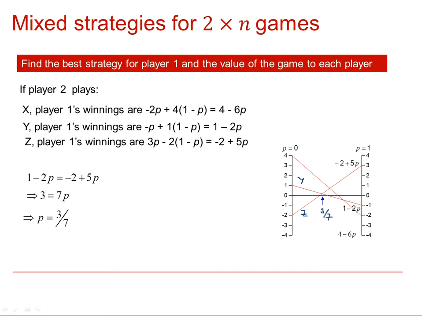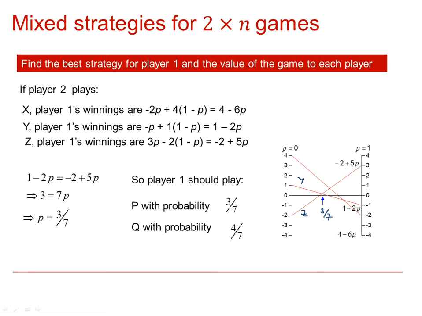Once we've got the value of p, then we can say that player 1 is going to play P with that probability, and therefore Q with probability 1 minus that, which is 4/7. And then finally we can work out the value of the game by substituting p into the equation, either of the equations actually. So using 1 minus 2p gives us a value of the game equal to 1/7. So therefore we simply make the statement that the value of the game is 1 over 7.